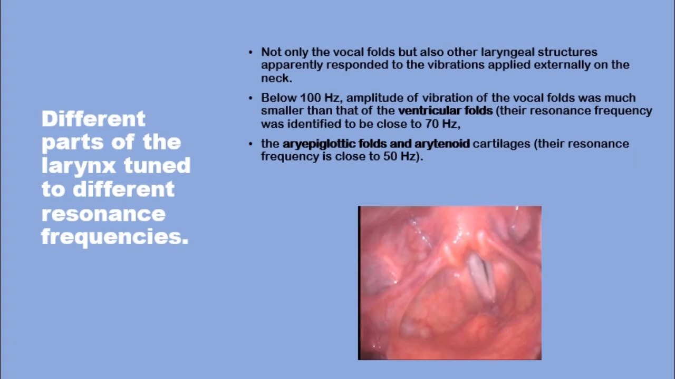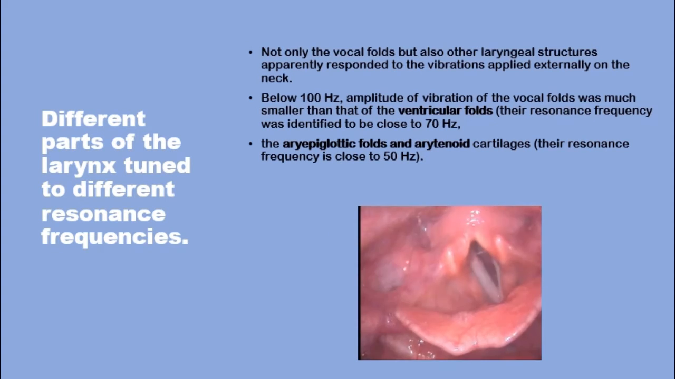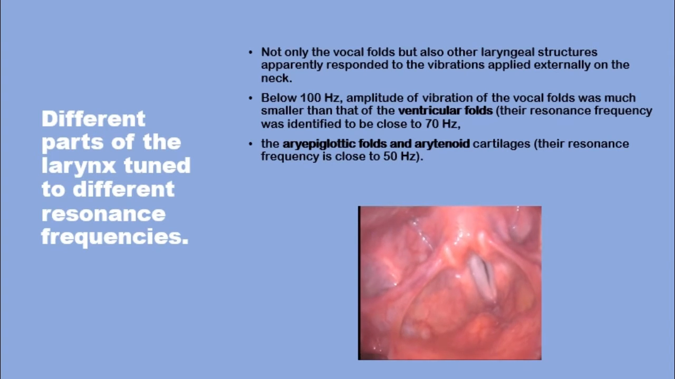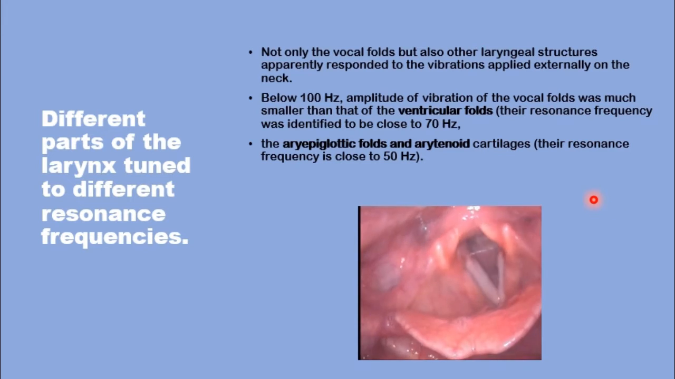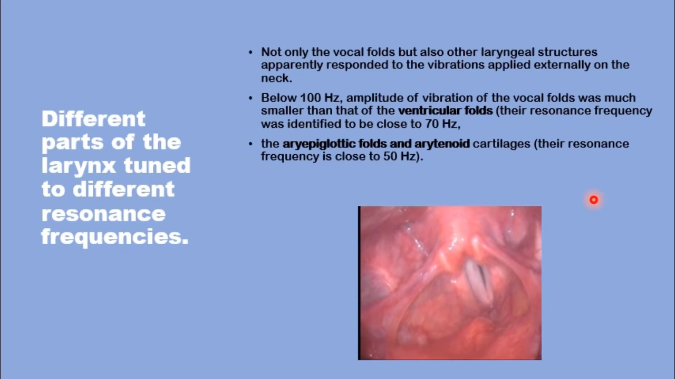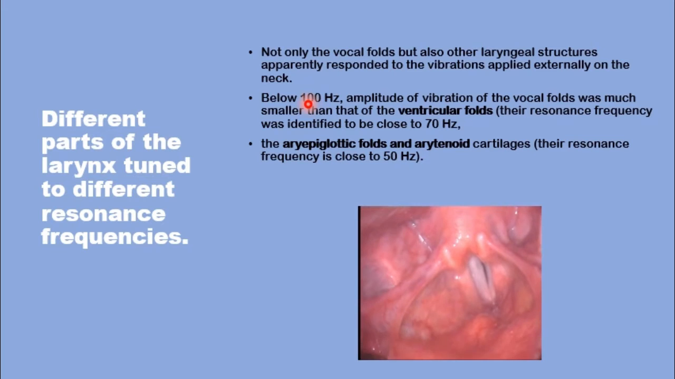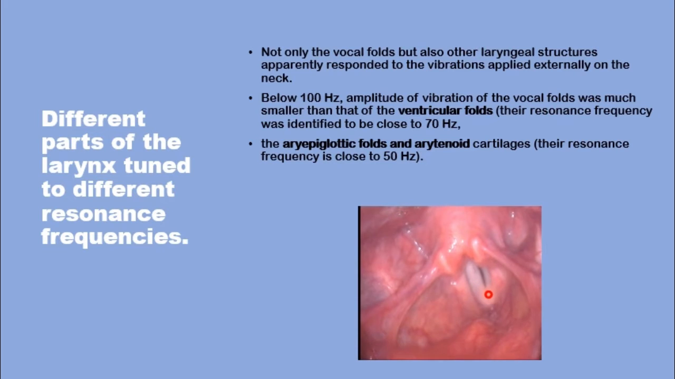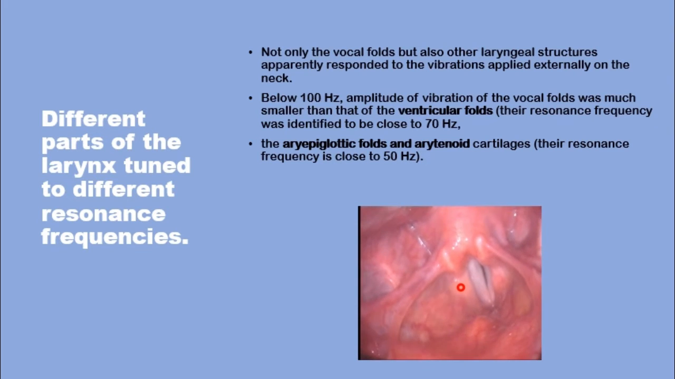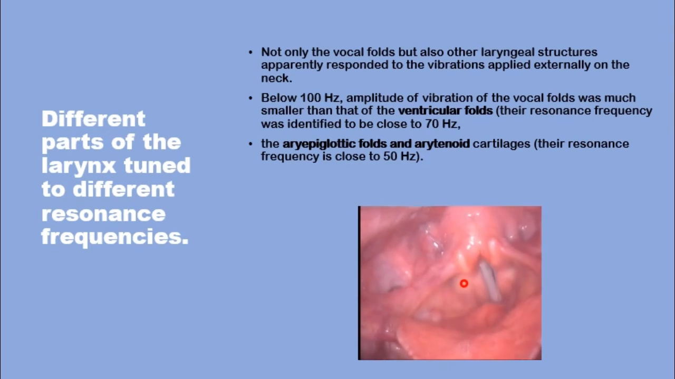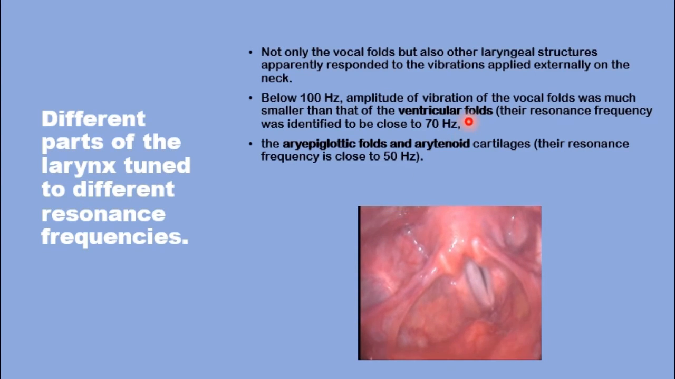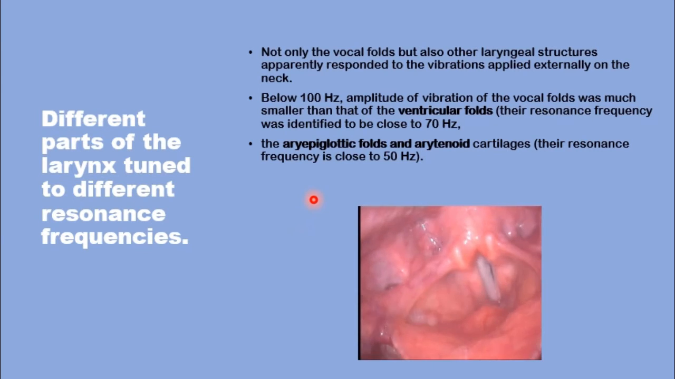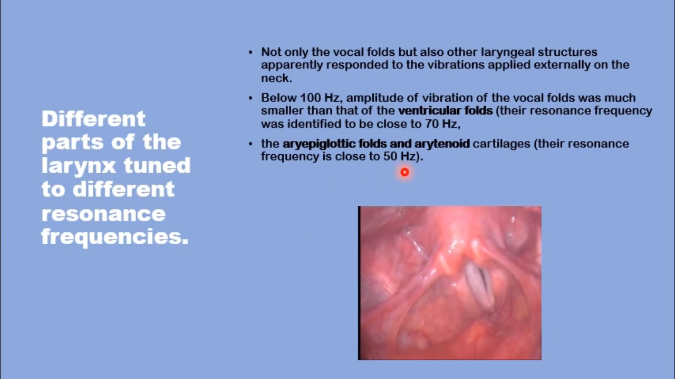Not only the vocal folds have eigenfrequencies and modes; other laryngeal structures can also vibrate at certain frequencies and respond to vibration applied externally, for example through the neck. Below 100 Hz, the vibrations of the ventricular folds are much higher than the vibrations of the vocal folds themselves, because the ventricular folds are assumed to have eigenfrequencies and modes around 70 Hz. The arytenoids and the aryepiglottic folds can also vibrate at their natural resonance frequency of 50 Hz.